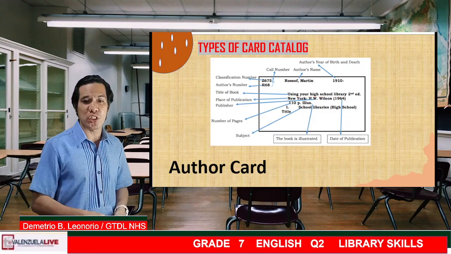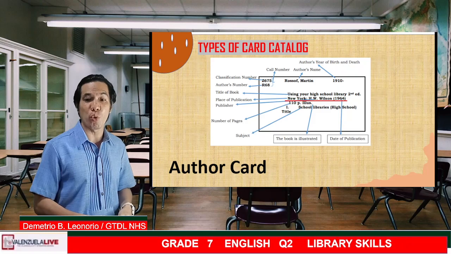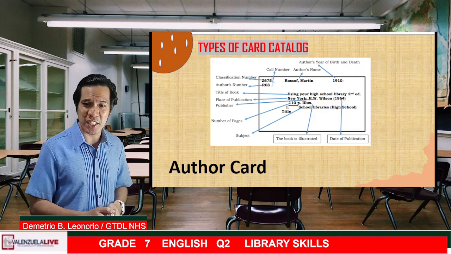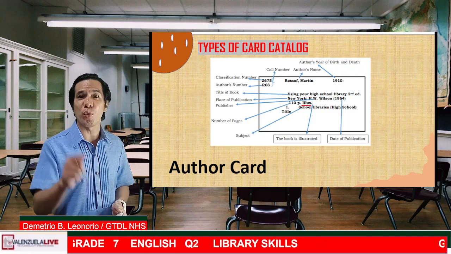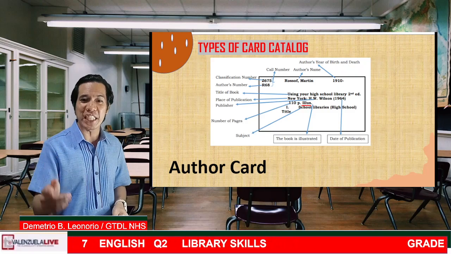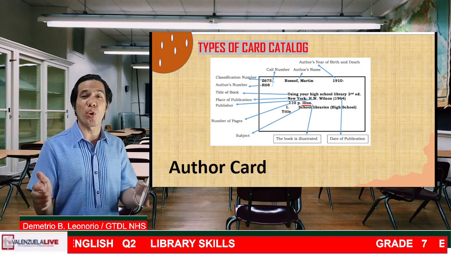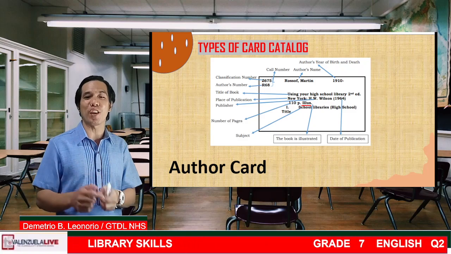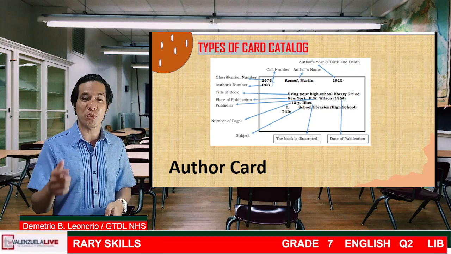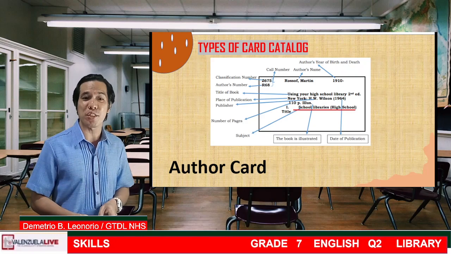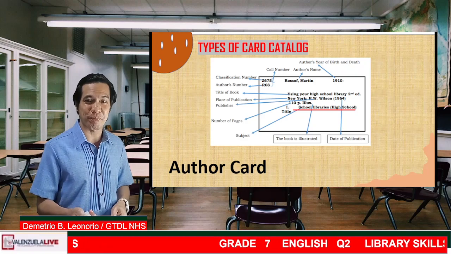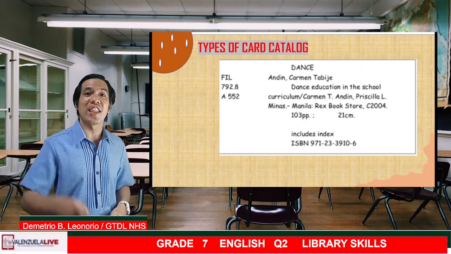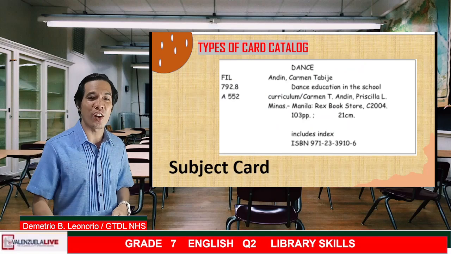It was published in New York by H.W. Wilson in 1964. It has 110 pages. It is also illustrated, which means there are pictures or graphical materials in it. When it comes to the subject of the book, it is all about school libraries for high school, to be more specific. So we're down to the third type, and that is the subject card.